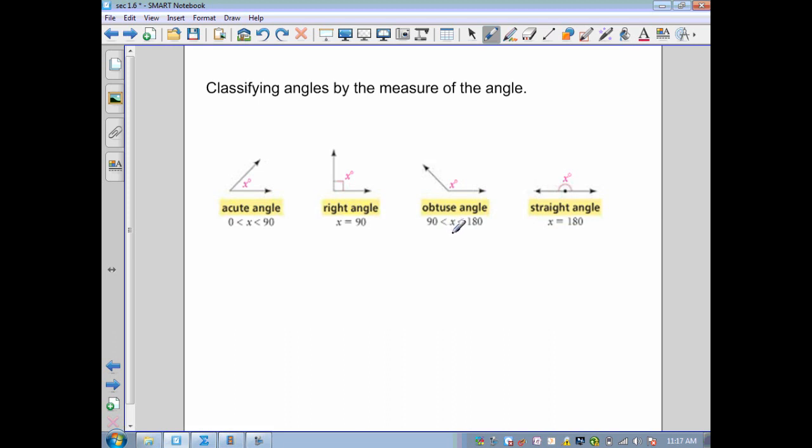An obtuse angle has a degree measure of less than 180 degrees, but greater than 90 degrees. Therefore, it is the large angle. And we also know a straight angle is any straight line. So 3 collinear points would determine a straight line, therefore would have a degree measure of 180 degrees.